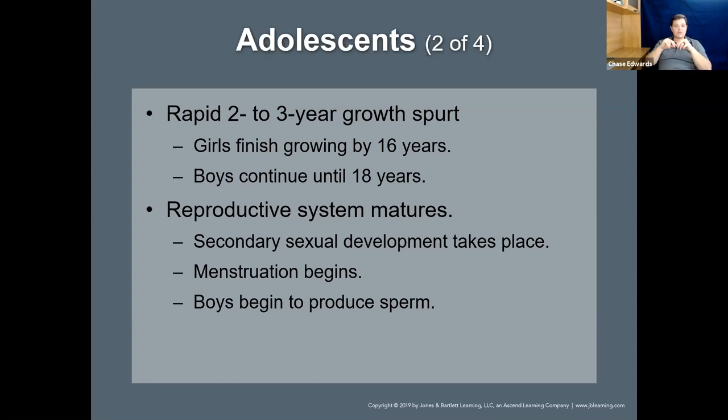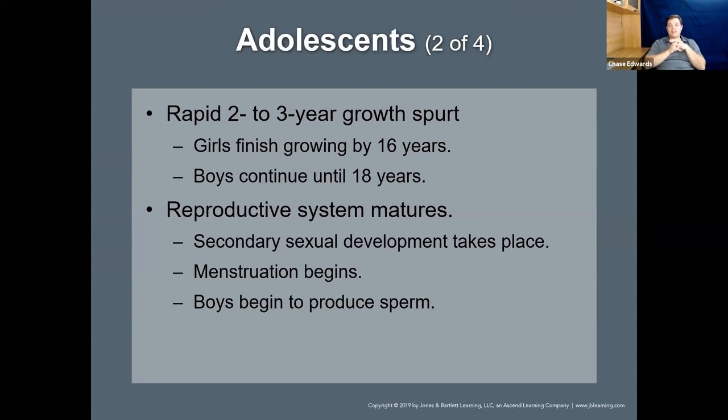The reproductive system matures, so secondary sexual development takes place. External sex organs enlarge. They start to get pubic hair and axillary hair begins to appear. Their voices start to change in range and depth. And in females, breasts and thighs increase in size as adipose tissue is deposited.